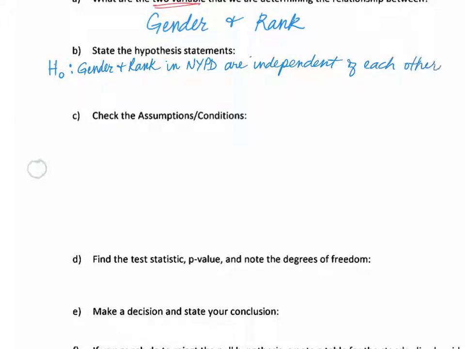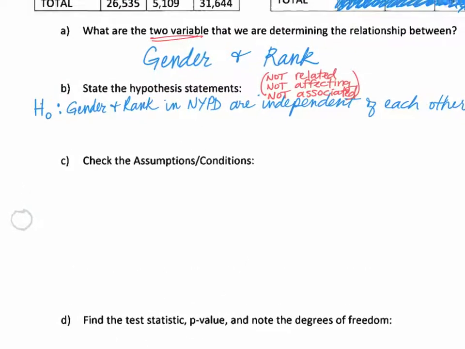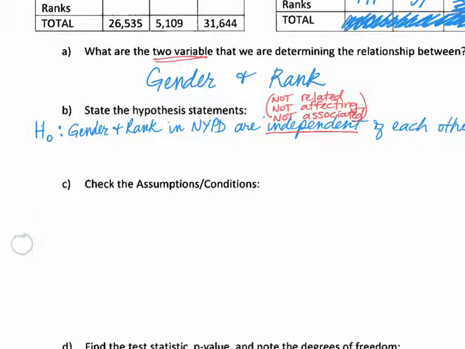Now, I'm going to put some other words here that you could also use. That would mean the same thing. Some other options of words. Instead of saying they are independent, you could say that they are not related. You could say that they are not affecting each other. You could say that they are not associated with each other. These are different words and phrases that you might see instead of just saying that they are independent of each other. So those things mean the same.